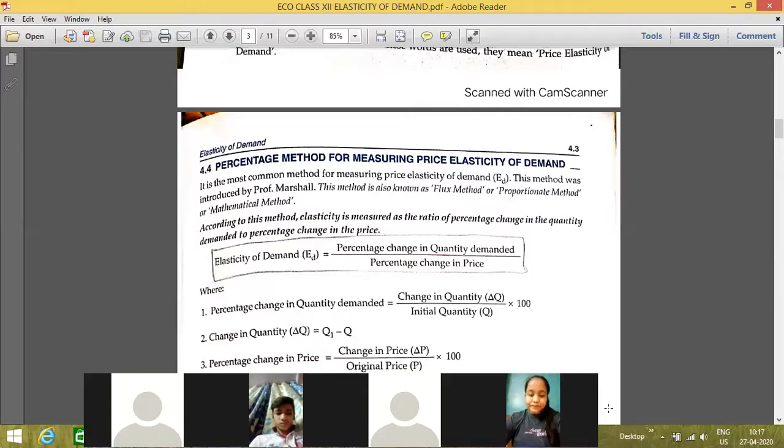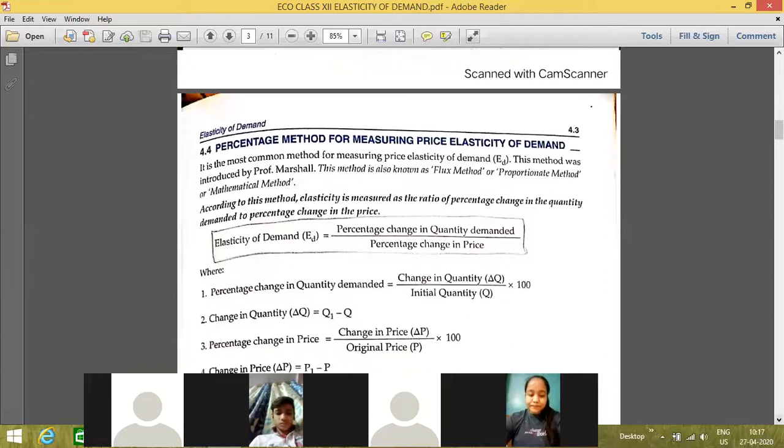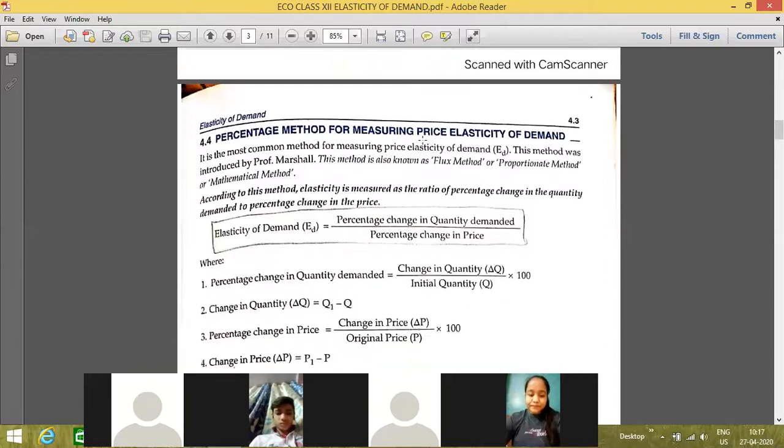Now, on your screen, it's clearly visible to you all: the percentage method for measuring price elasticity of demand. How can we measure the price elasticity of demand? First of all, the elasticity of demand is basically written in short form as ED. Can you see here?